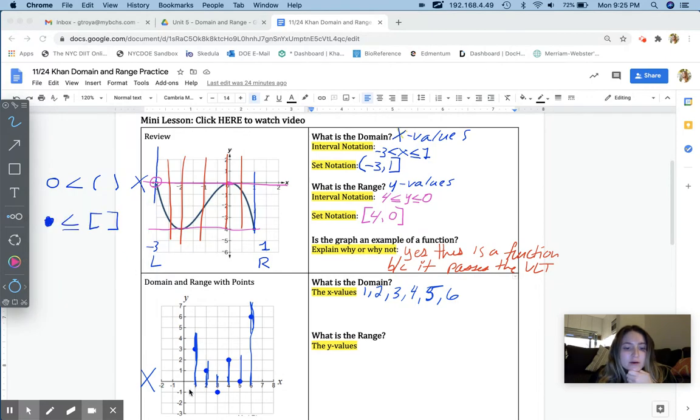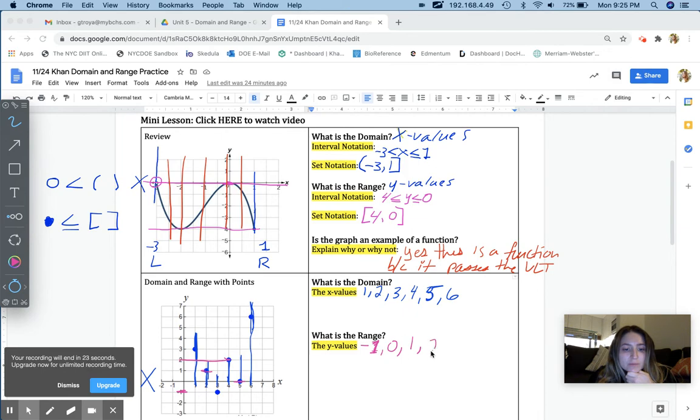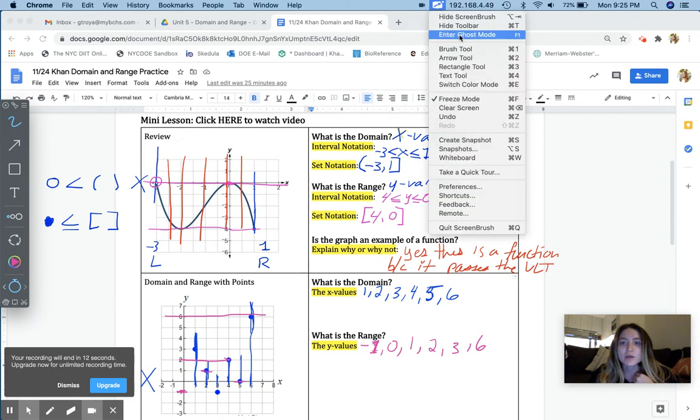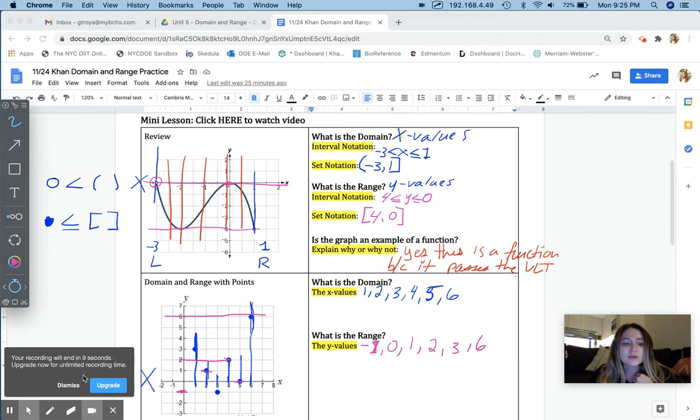I have a -1, seems to be my lowest. -1. Then I have a 0 here, a 1, a 2, a 3, and then a 6 is my highest point all the way up here. So I'm just putting commas in between all of those. So when you see that question on Khan Academy, you know what to look for. You're just looking for the points that are included either on the x-axis or the y, depending on if it's domain or range.